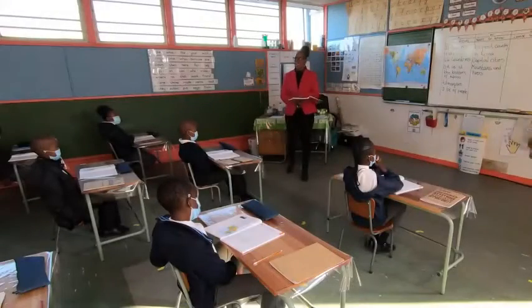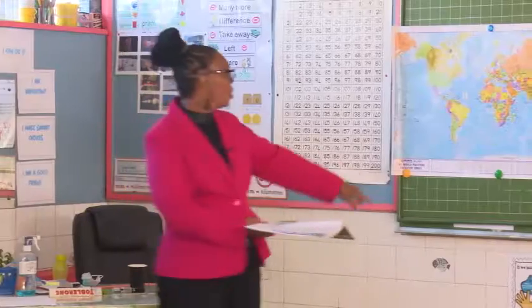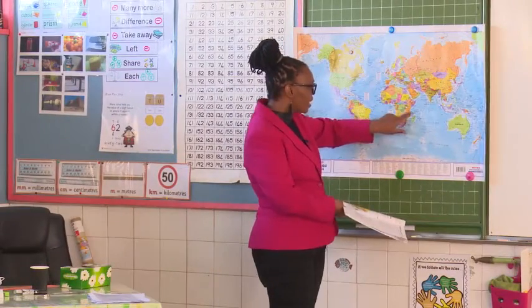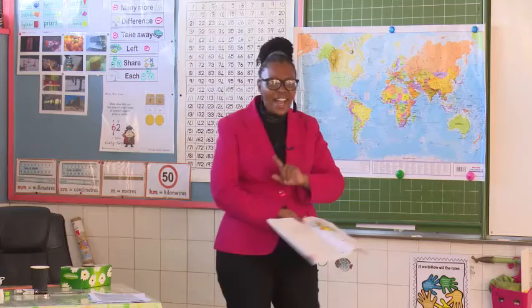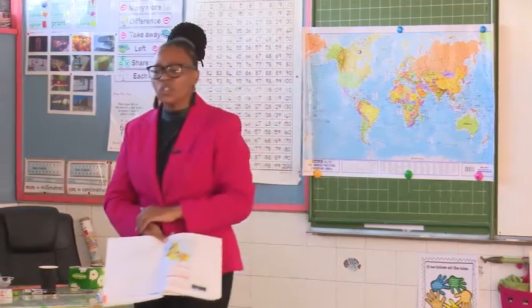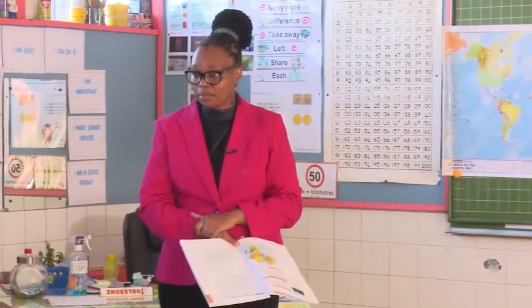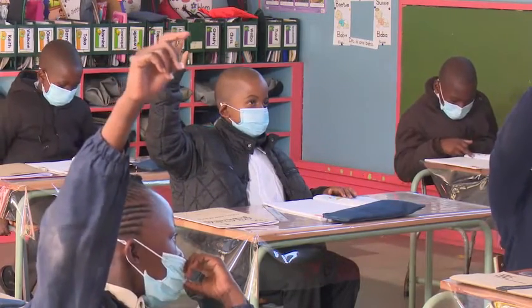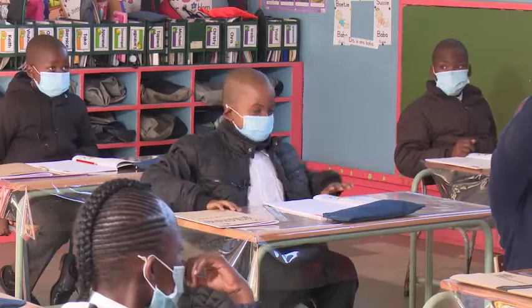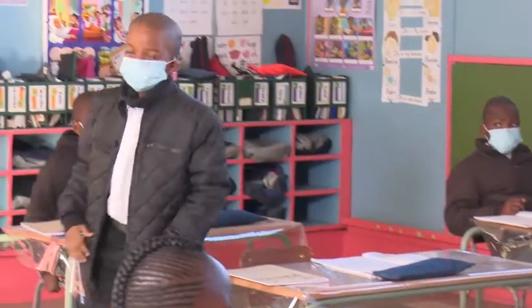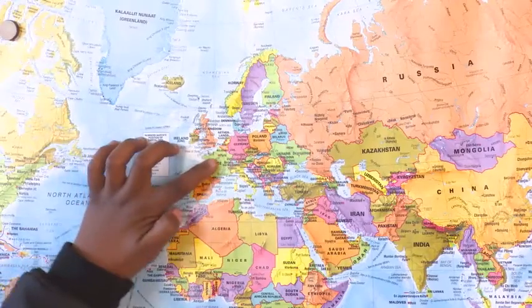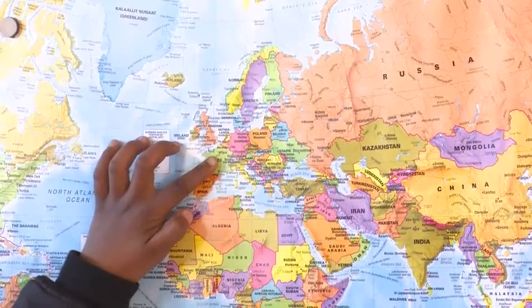Do you remember that Zanzibar is right next to Tanzania? This is Zanzibar and this is Tanzania. They are very close to each other. Now, does anyone know where France is on the map? Do you know where France is? Okay, come and show us where France is on the map. All right, show me where Reunion is on the map.